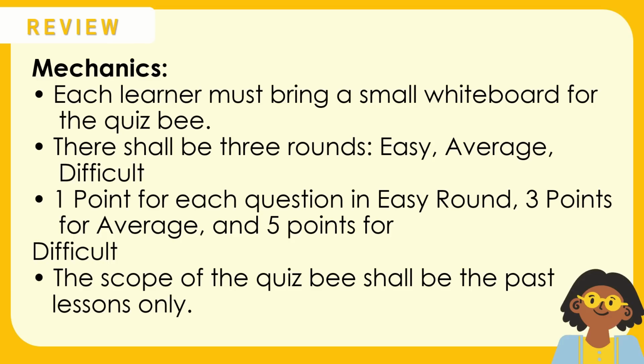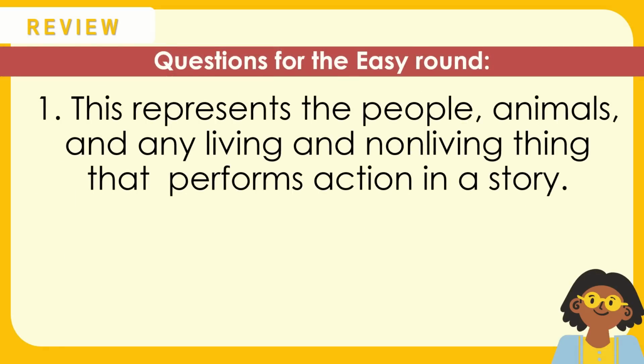There shall be 3 rounds: easy, average, and difficult. 1 point for each question in easy round, 3 points for average, and 5 points for difficult. The scope of the Quiz B shall be the past lessons only. Here are the questions for the easy round.